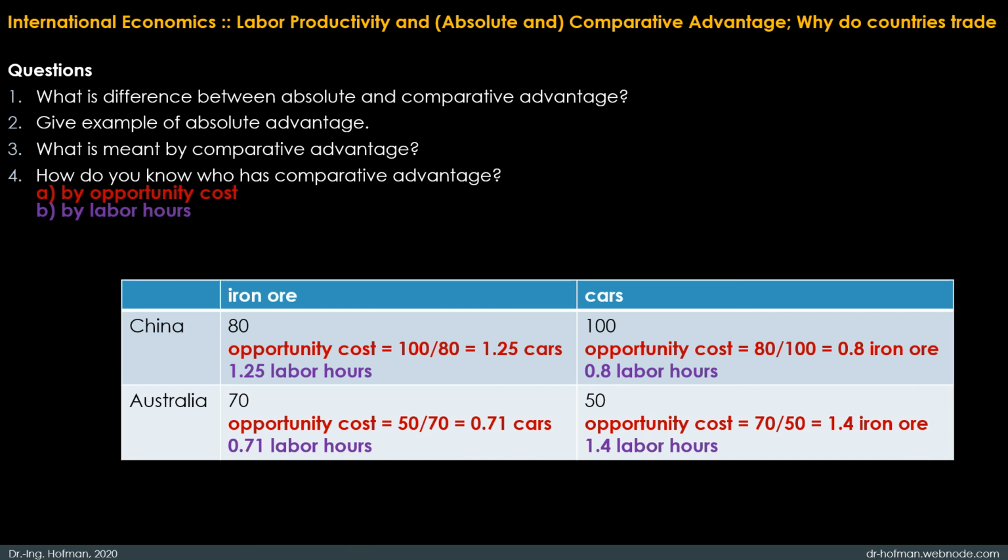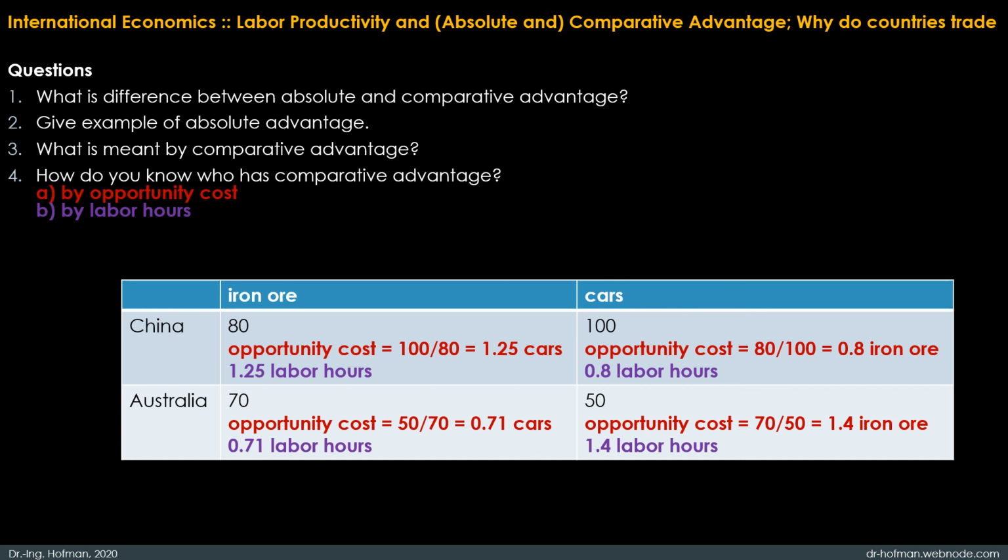We now need to calculate the opportunity cost of 1 unit of cars from each country. This is just the same process as before, but with 1 unit of car instead. For China, it would be 100 cars or 80 iron ore, and it means 1 car is 0.8 iron ore. Australia's opportunity cost of 1 unit of cars: Australia can produce 50 cars or 70 iron ore, so 50 cars equals 70 iron ore, and 1 car hence equals 1.4 iron ore.